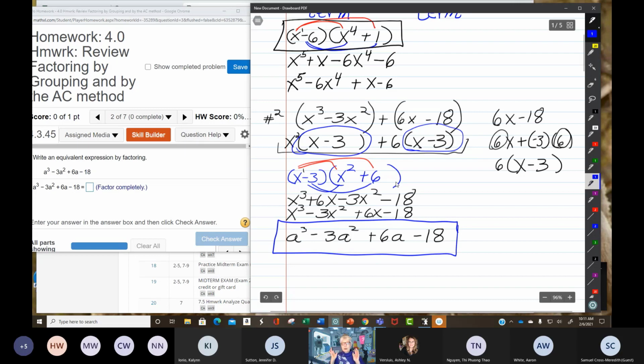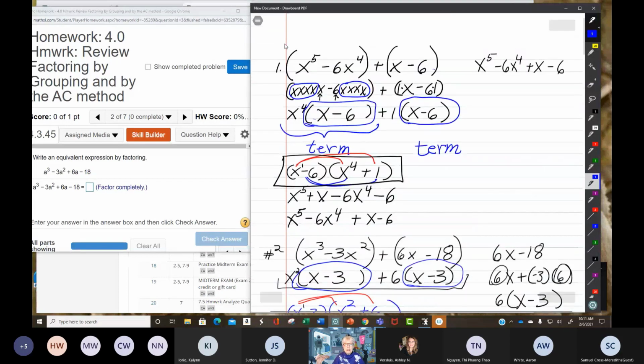These are basic grouping problems, and let me write that at the top. These are called grouping, because we are grouping. What am I grouping with? Parentheses. That's one of the most important jobs of parentheses. Parentheses do a number of different things, but one of the main things they do is they group terms together.